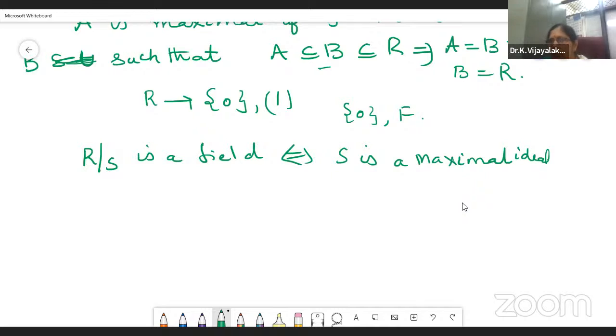So how do you define mathematically a maximal ideal? An ideal A is said to be a maximal ideal if there is any ideal B between A and R, then either A equal to B or B equal to R. Therefore, we can say that R by S is a field if and only if S is a maximal ideal. And the next important concept is prime ideal.